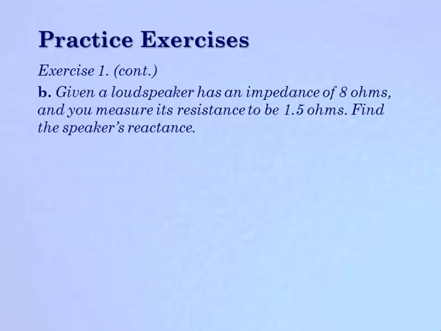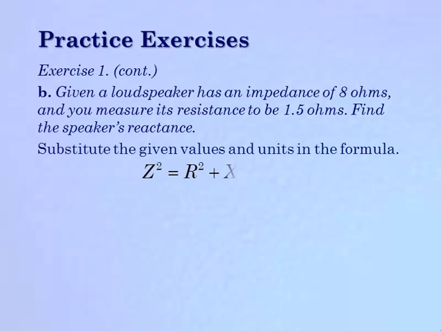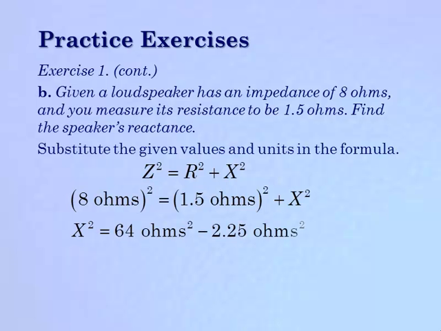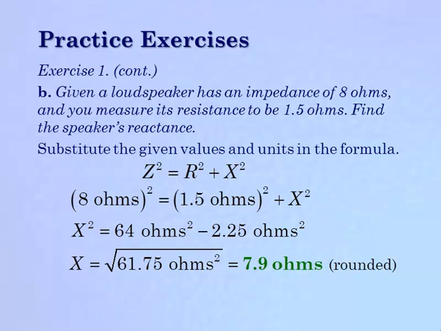Now, given a loudspeaker that has an impedance of 8 ohms, and you measure its resistance to be 1.5 ohms, can we find the speaker's reactance? Well, it's simply a matter of applying the Pythagorean theorem and solving for the unknown X in this case. So we'll substitute in the values: the overall impedance is 8 ohms and the resistance is 1.5 ohms, and we need to solve for X. So we'll insert the values and square them, and solve for X by taking the square root of both sides, and that'll be 7.9 ohms rounded.